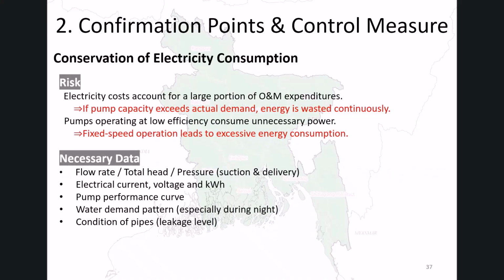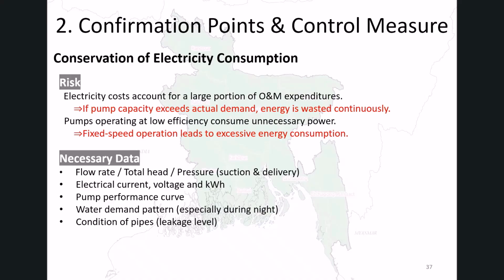Now let's move on to conservation of electricity consumption. Electricity costs account for a large portion of O&M expenditures in water supply facilities. The key risk here is that if a pump is oversized relative to actual demand, it will continuously waste energy. This is one of the most common yet overlooked problems in the field.